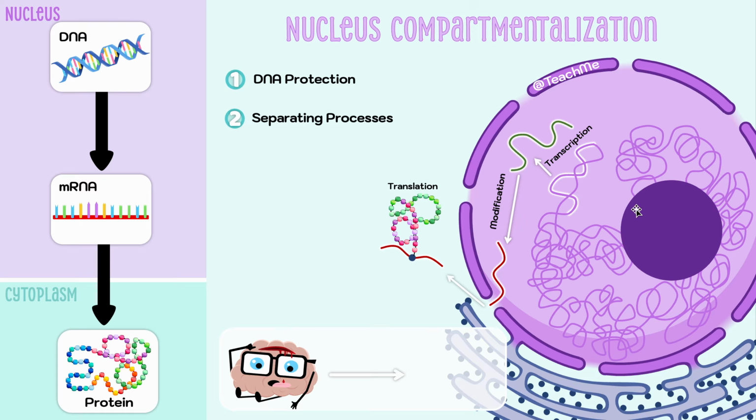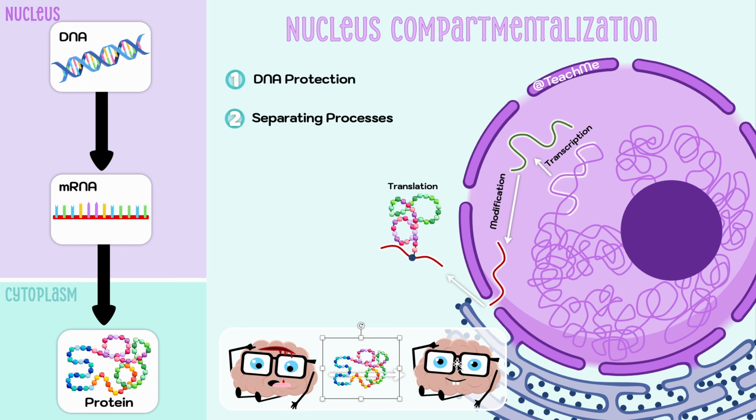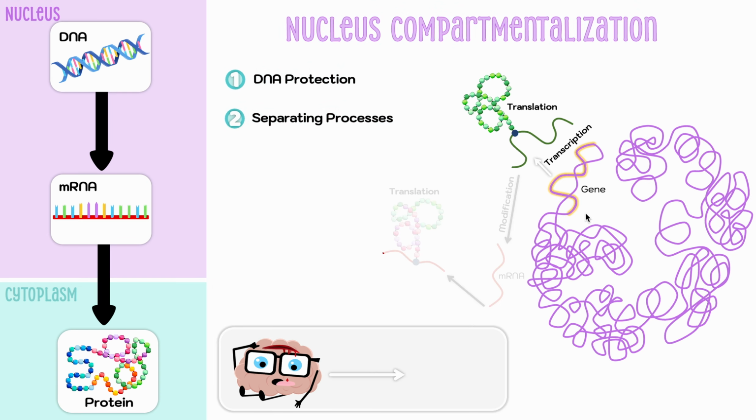That is very important because take a look at what happens if there was no nuclear membrane and transcription was not separated from translation here in the cytoplasm. Let me show you. Obviously, in the normal case where everything is fine and there is compartmentalization, our little brain will be all right. Now let's look at the other situation.